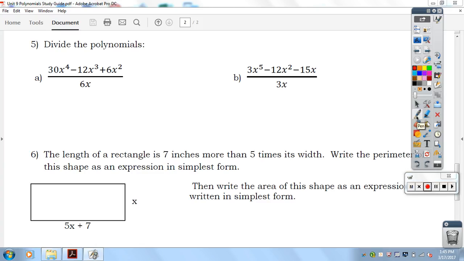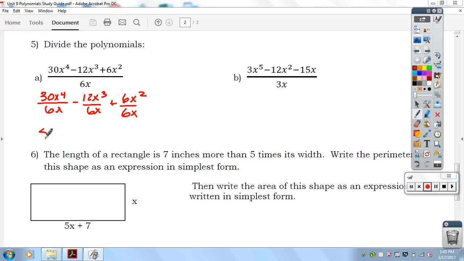Dividing polynomials, you guys are lucky. You only have to divide by a monomial as opposed to dividing by a binomial, which you used to have to do. All you really have to do is divide each of these terms. If you want me to separate and show you what I'm doing, it's really 30x to the fourth over 6x minus 12x cubed over 6x plus 6x squared over 6x. In other words, each term is getting divided by 6x.